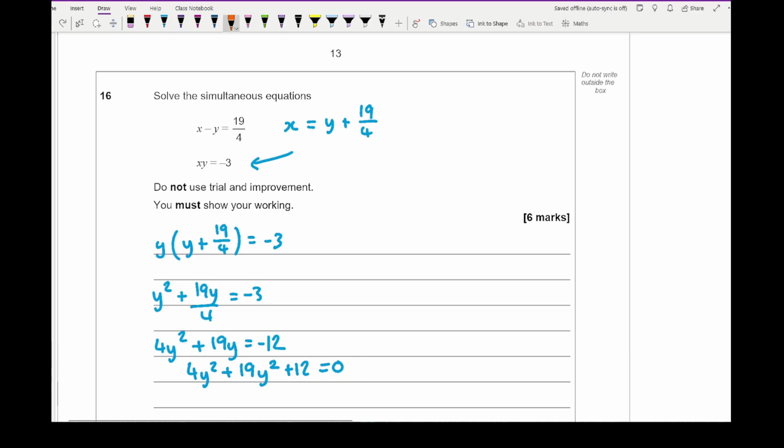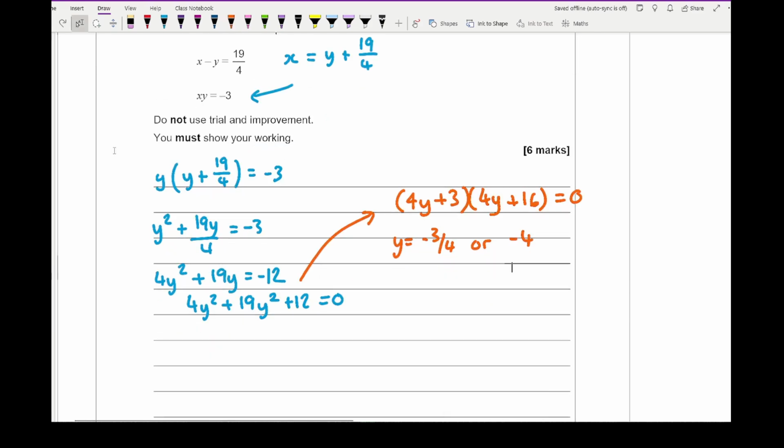Now, as this is on a non-calculator paper, this does actually factorise, in which what we end up with is 4y plus 3 and 4y plus 16 equals 0. Now from this we get a y value of minus 3/4 or minus 4, and then from this we can work out what our respective x values are going to be.